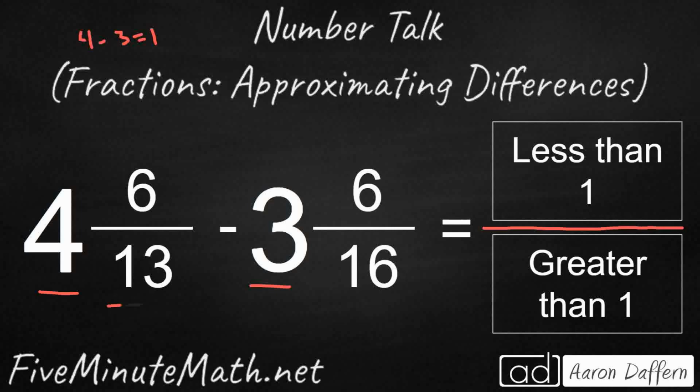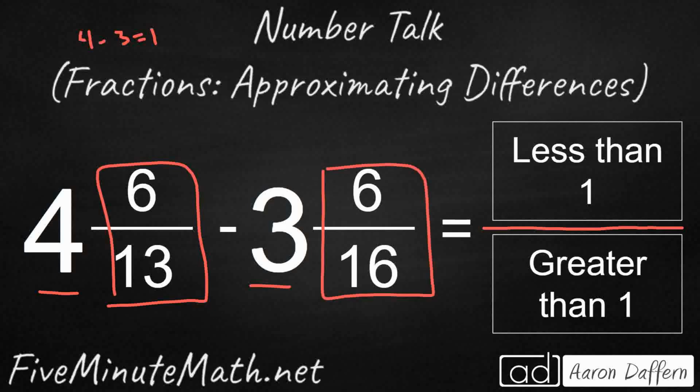So the big key is what's going on with these fractions, right? So we need to compare the 6/13ths and the 6/16ths. And if the 6/13ths happens to be bigger and that happens to be smaller, well, when you take a smaller fraction from a bigger fraction, you can have a little bit left over. You're going to end up with a greater than 1.